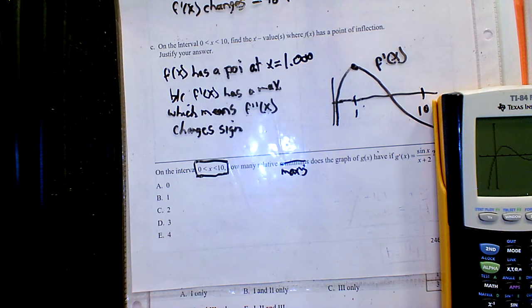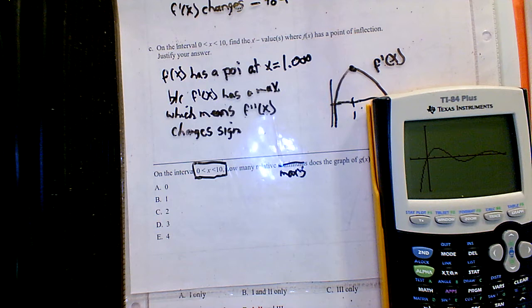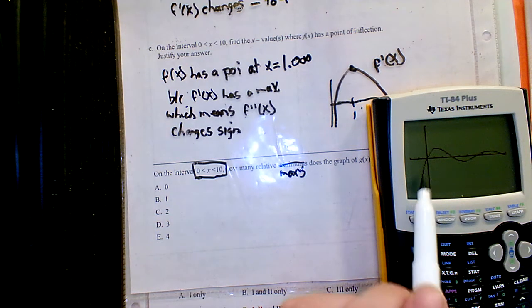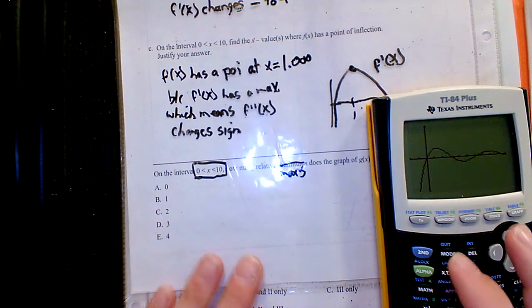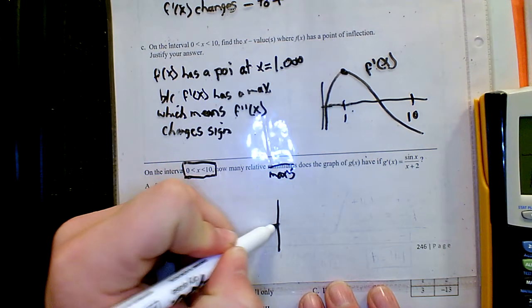So if you're analyzing this graph, you have it on your calculator. We're going from the interval. Now remember, we need to ignore this over here because we're starting at 0. We're going from 0 to 10. We want to know how many relative maxes the original g of x would have. Remember, this is a derivative graph. We want to go back to the original. So how many maxes are on the original? I'm going to draw the graph here on my paper too.